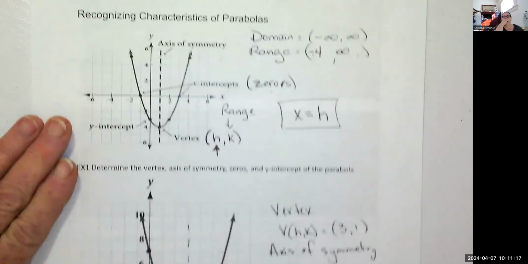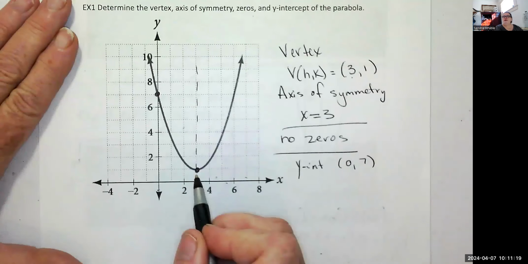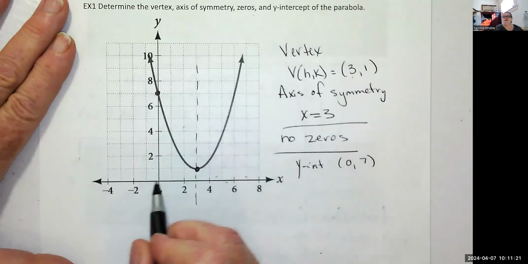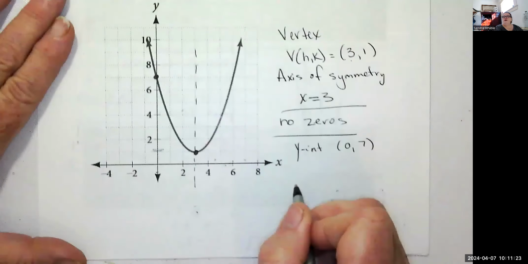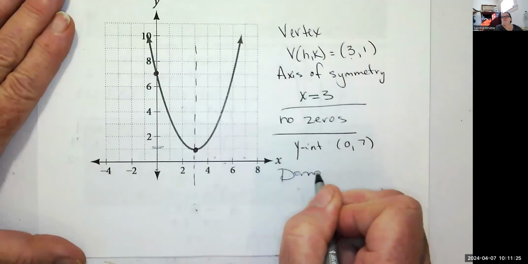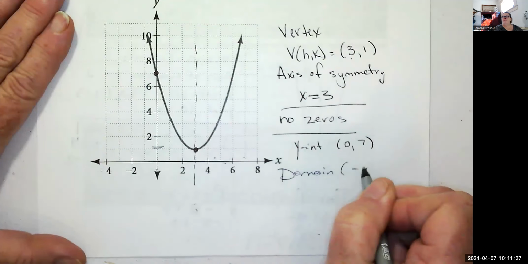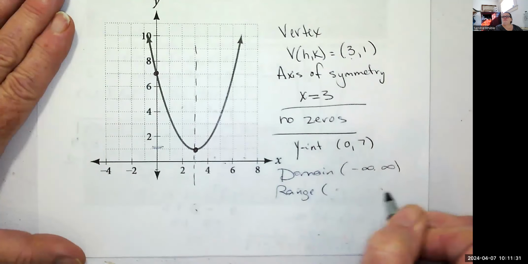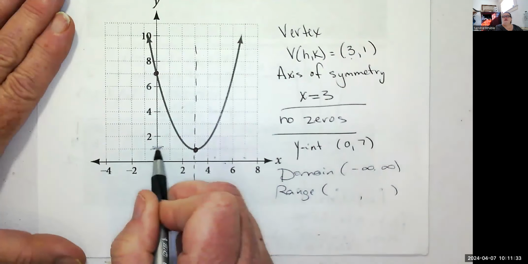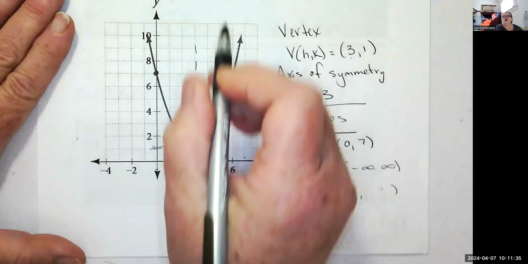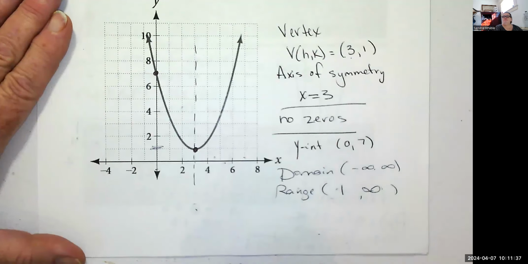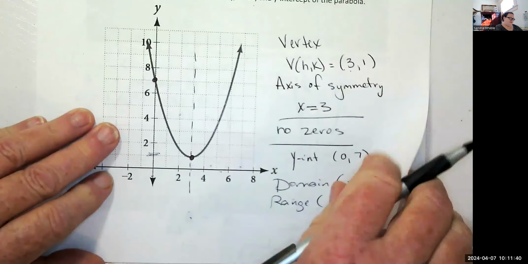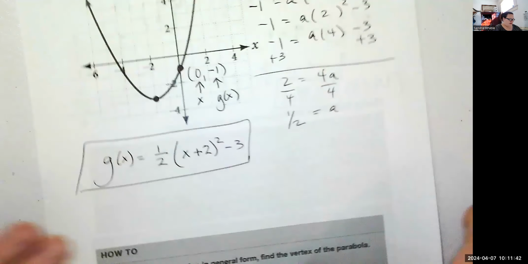Let's look at the next one. It has a min point as well, the lowest point, and it is at 1. So domain is the same, all real numbers, or negative infinity to infinity. And then your range starts at 1 and it's opening up, so it goes to infinity.